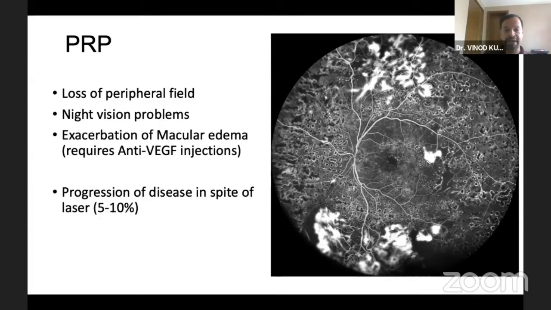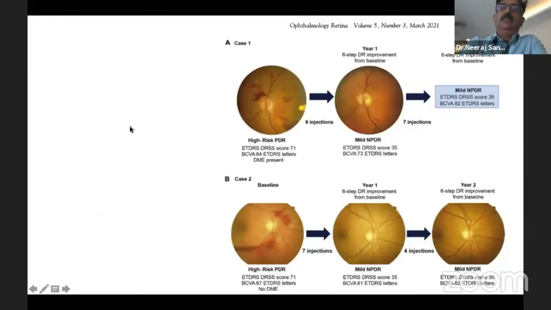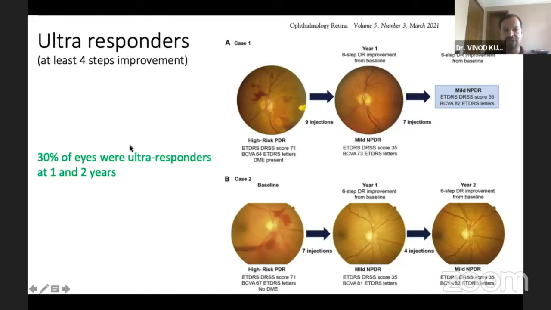And we all know that in 5 to 10% of the cases, there is progression of disease in spite of treatment. This is the recent study which has shown pictures like this, where people have been ultra responders. The retinopathy has virtually disappeared with 4-step improvement in up to 1/3 of the patients, and they have now been termed as ultra responders.